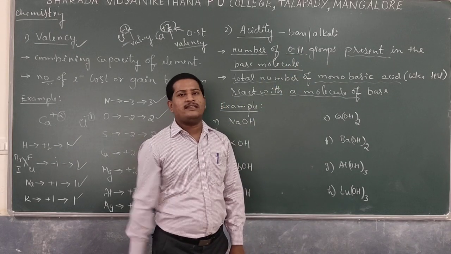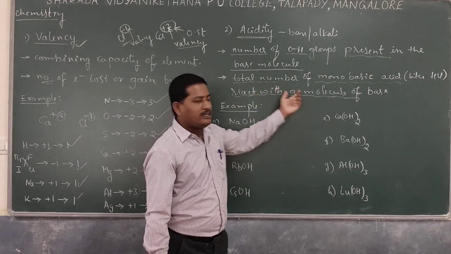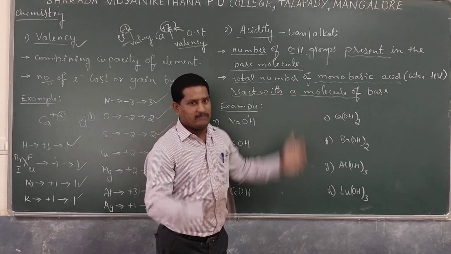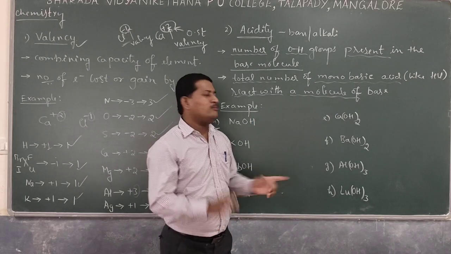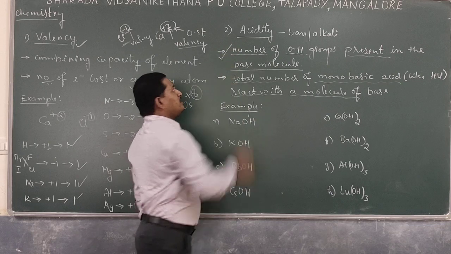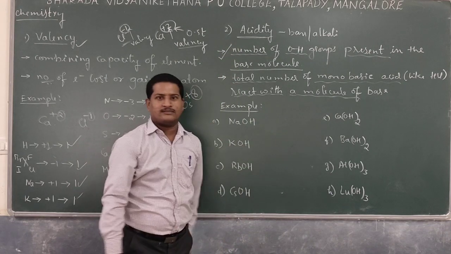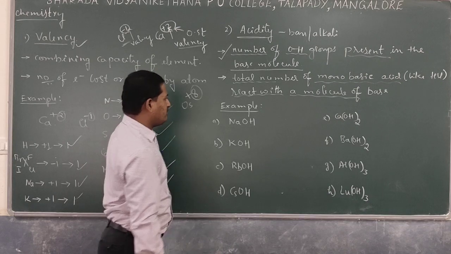If one OH group is there, acidity is 1. If two OH groups are there, acidity is 2. If three OH groups are there, acidity is 3. But the second one is applicable purely for experiment, where by counting the number of monobasic acid reacted, we can identify. So better we go with the first way for identification. We have some examples. Let us find out the acidity of this molecule.